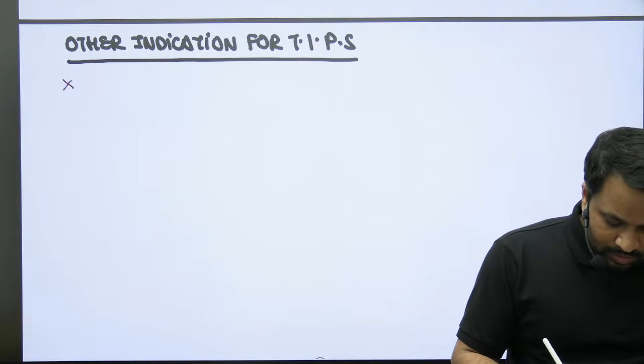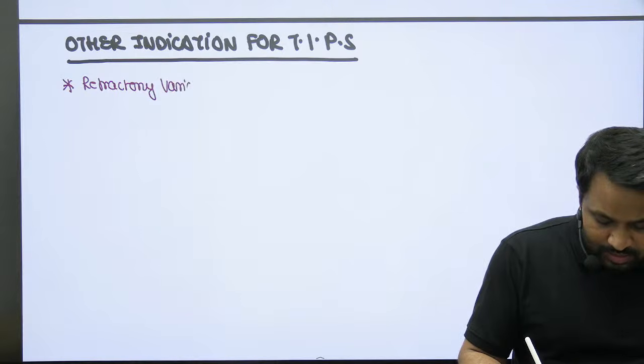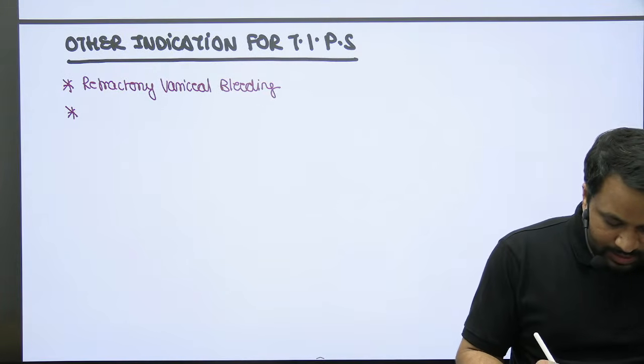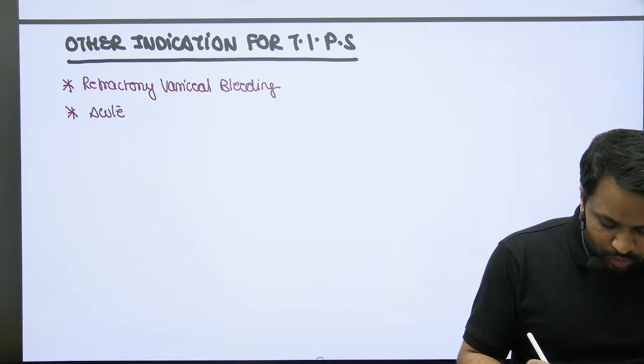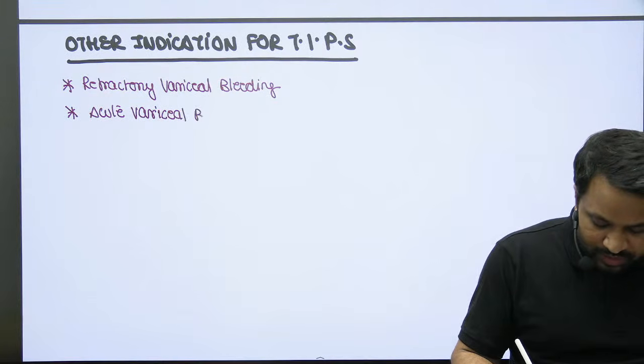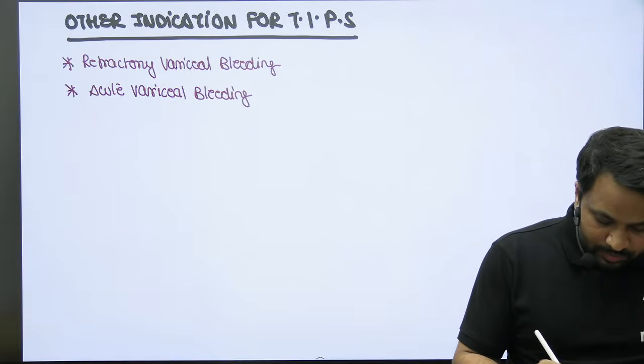Number one, what we have discussed now, that is refractory variceal bleeding. That means we tried everything, all medical management, it didn't work, then you go with TIPS. Second, if there is acute variceal bleeding, you can go to the algorithm. I have mentioned it there also. In acute variceal bleeding, there also you go ahead with TIPS.